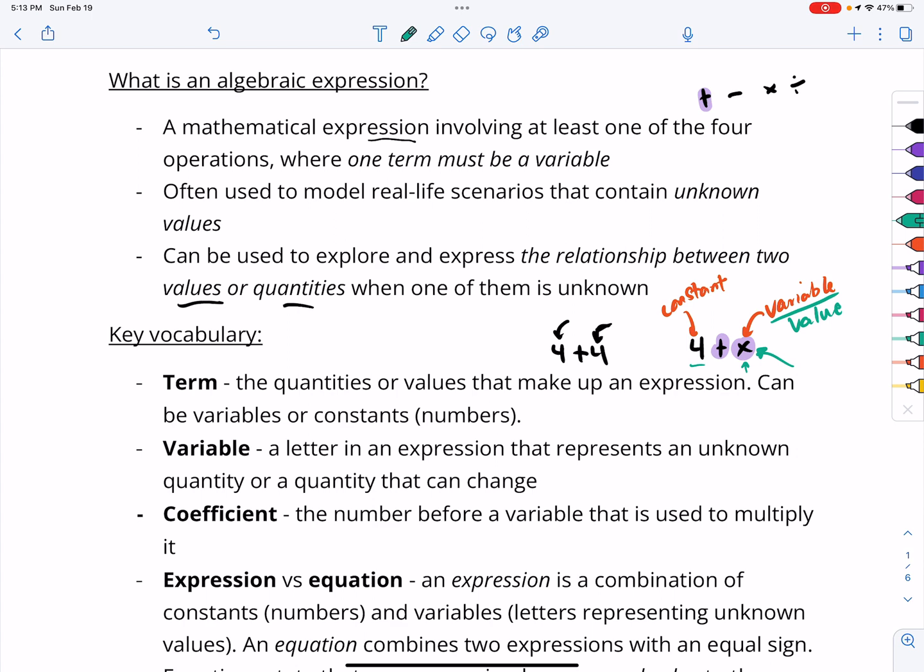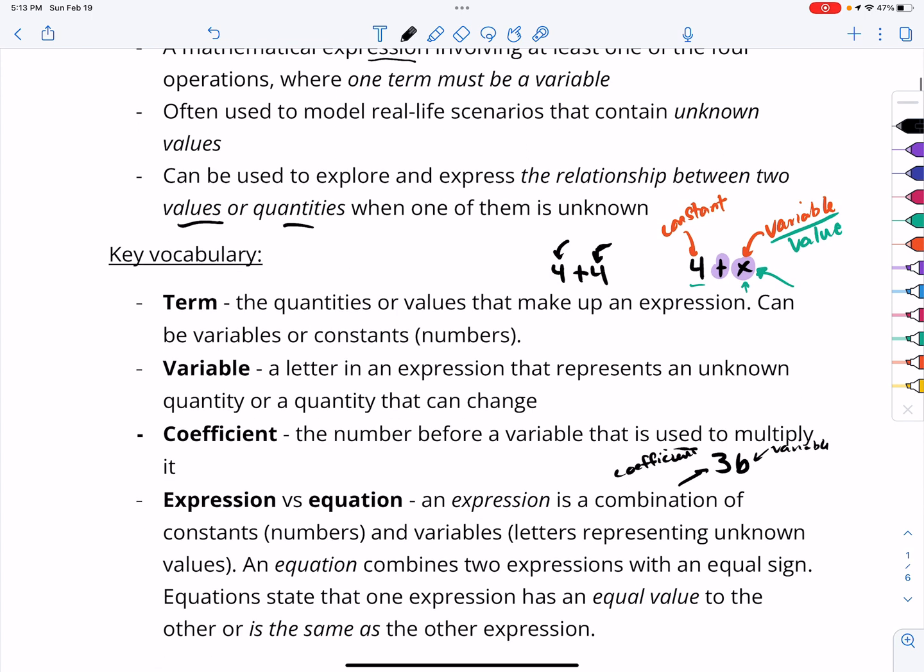Its value remains constant. So a coefficient is the number before a variable that is used to multiply it. Later on, we're going to get to something where you might see, for example, like 3b. b is our variable, and 3 would be the coefficient. And you would read that as 3b.